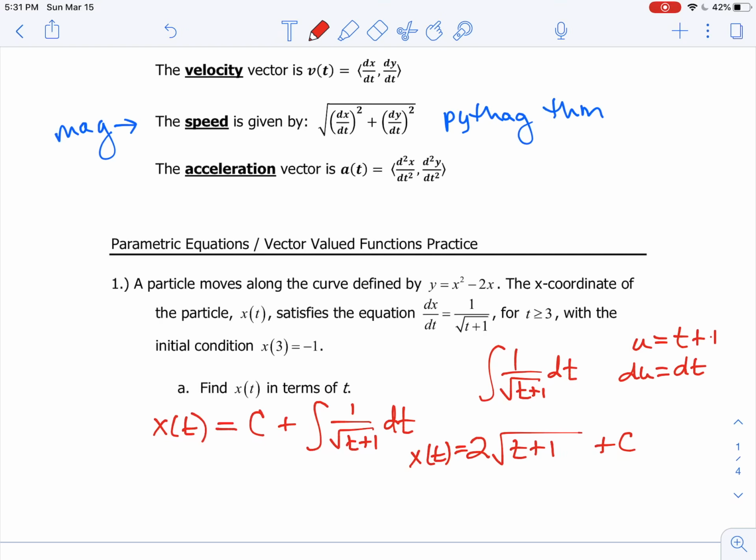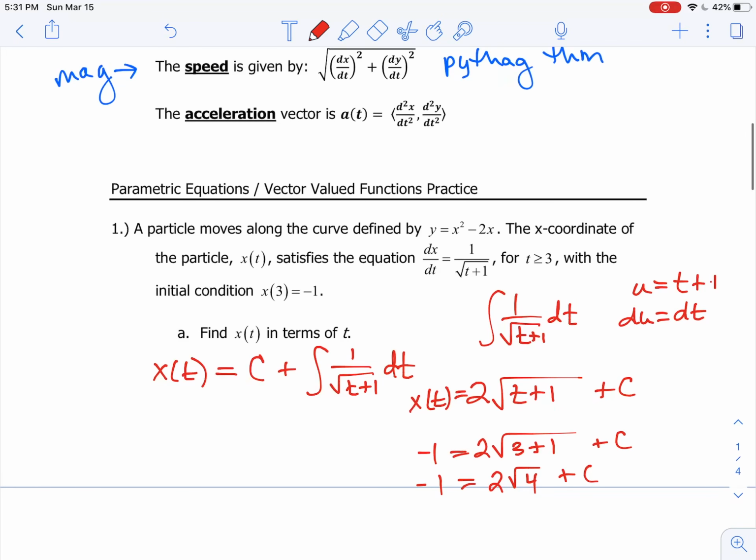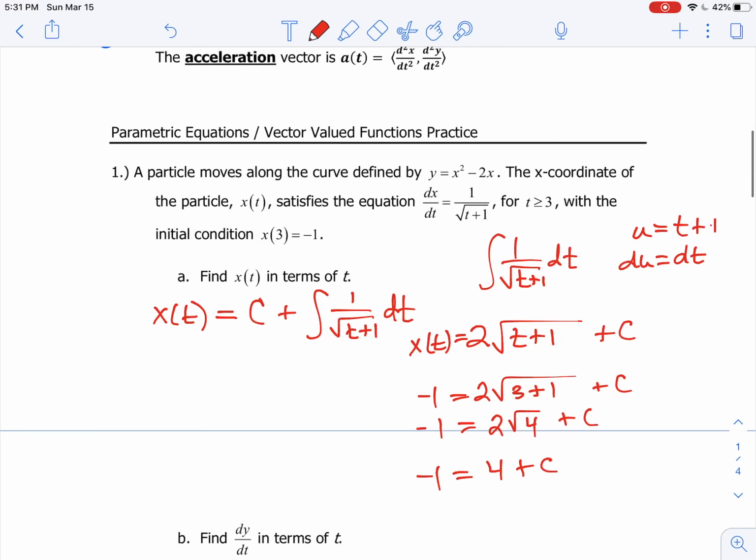Okay, use my initial condition, -1 equals 2 radical 3 plus 1 plus c. -1 is 2 radical 4 plus c. So -1 is going to be 4 plus c, and c equals -5. Okay, so x of t is going to be, what, -5 plus 2 radical t plus 1.